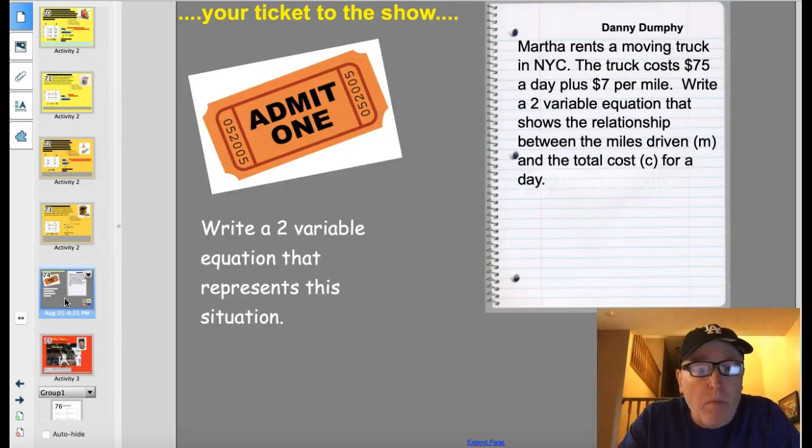All right, so I've got this one right here. I'll have you take a look at for your ticket to the show problem. Martha rents a moving truck in New York City. The truck costs $75 a day plus $7 per mile. Write a two-variable equation that shows the relationship between the number of miles driven, M, and the total cost, C, for a day. Go ahead and make an XY chart. Go through the steps just like we have.